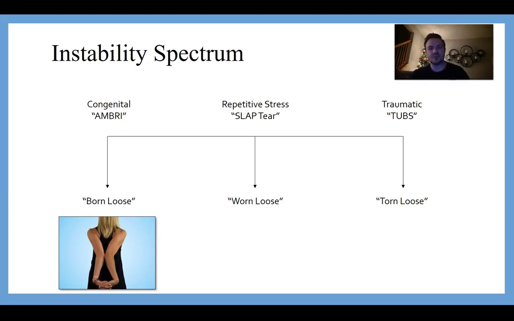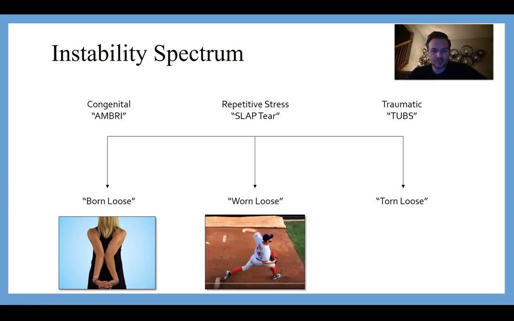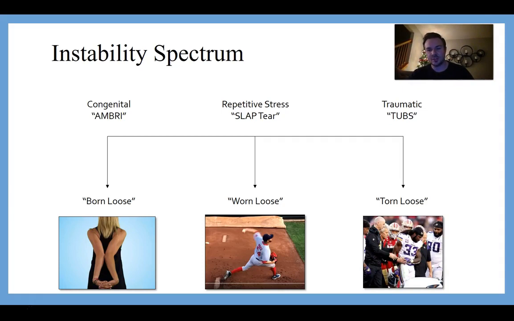Then you have your repetitive stress. This is more like a SLAP tear, which stands for superior labral anterior to posterior tear. Those are your worn loose, so things like pitchers, swimmers, things like that. And then traumatic cases, so people who have their shoulder forced into abnormal maximum ranges of motion. Those are your TUBS patients, your traumatic unilateral Bankart surgery patients, torn loose.